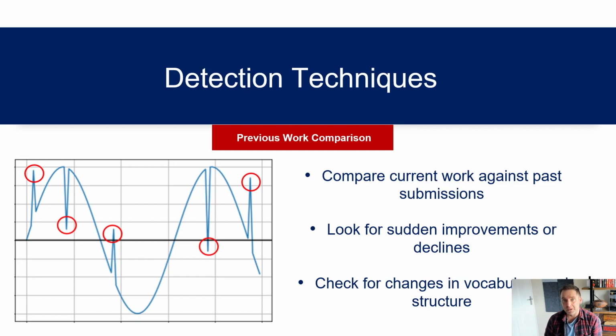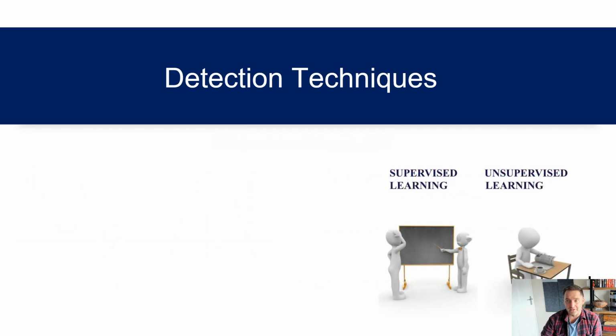It doesn't necessarily mean a positive one, because again, if you've watched the prompt engineering video, the wrong input means the output's not very good. But any significant change, again, could highlight possible AI use. So comparing it against past submissions, look for sudden improvements or declines, check for changes in vocab and structure. All of them are just indicators. That's what all of these are.